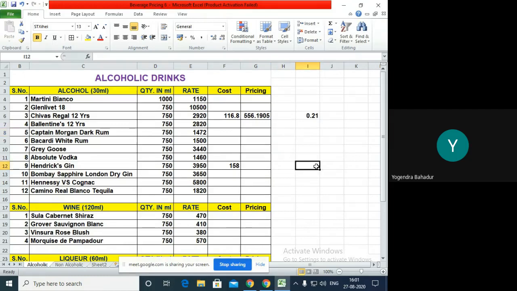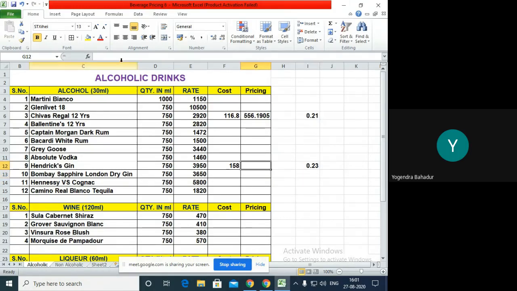Here, to take a simple example, there is a twist in the question: rather than using 21% beverage cost, if the beverage cost is 23%, then what will be the menu price of the Hendrick's gin per peg? Here the beverage cost is 23%, so we use the equal to sign, and 23 divided by 100 comes to 0.23. So 0.23 is the decimal value of our 23% beverage cost.